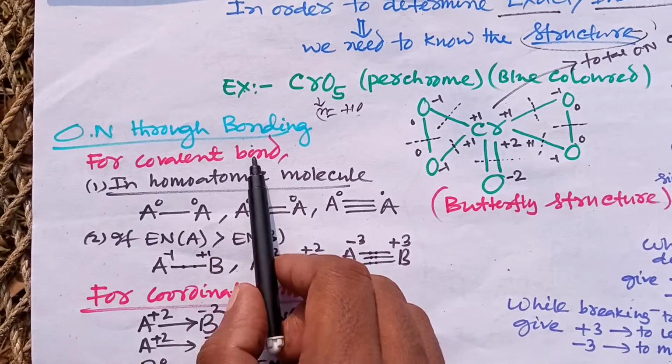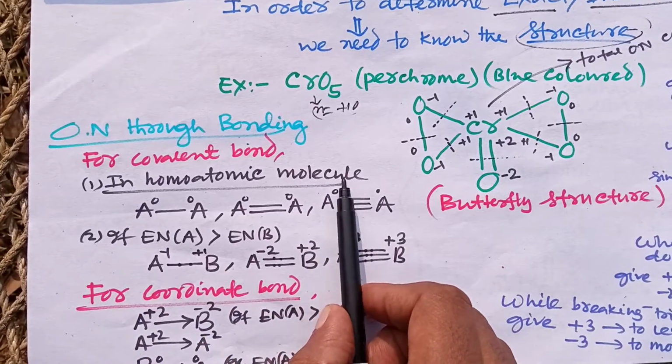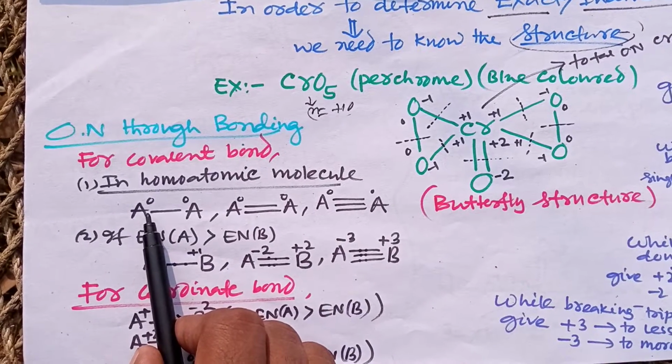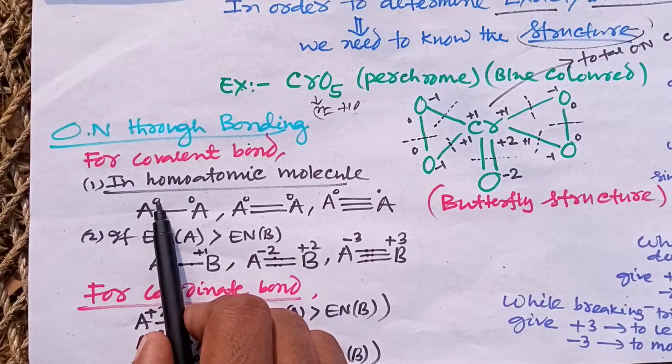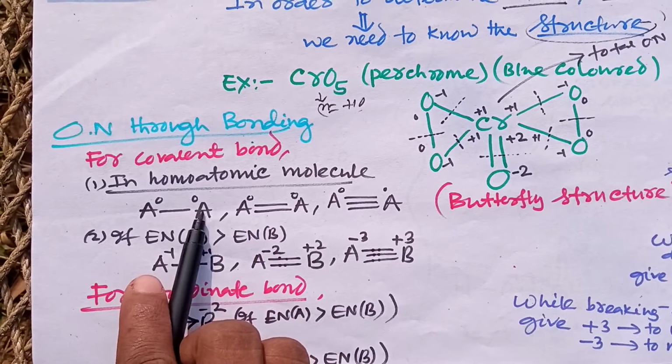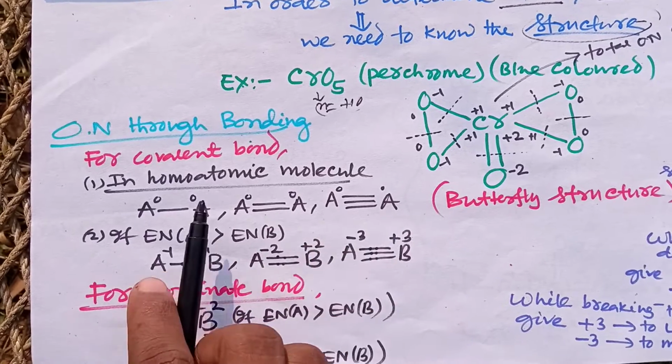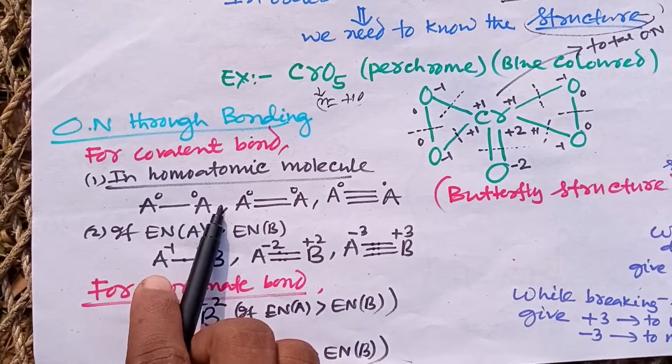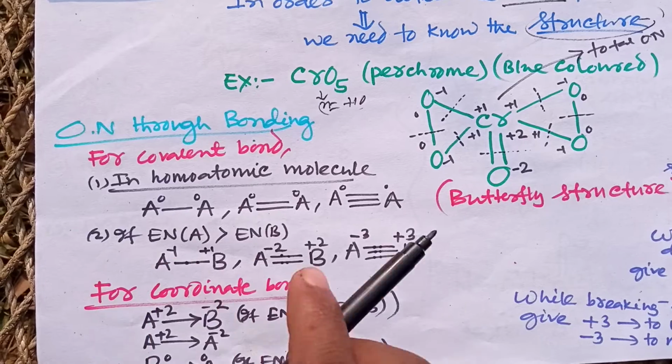While breaking a covalent bond, if it is a homoatomic molecule, where the bond is between similar types of atoms, then you have to give 0 to both, whether it is a single bond, double bond, or triple bond. If the bond is between two similar atoms, always assign 0.